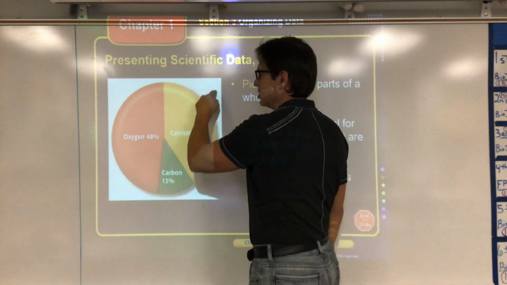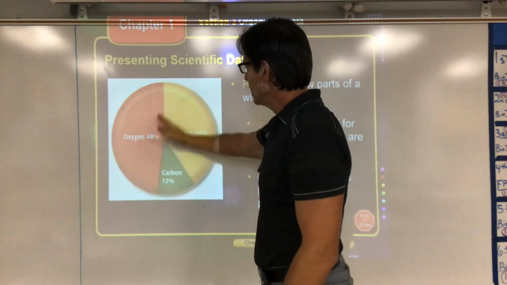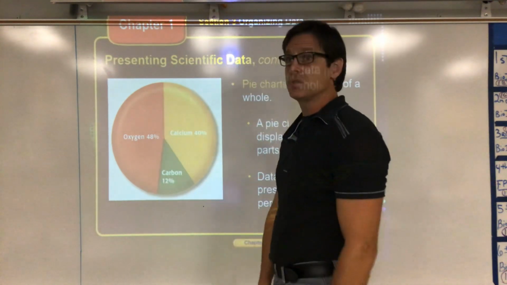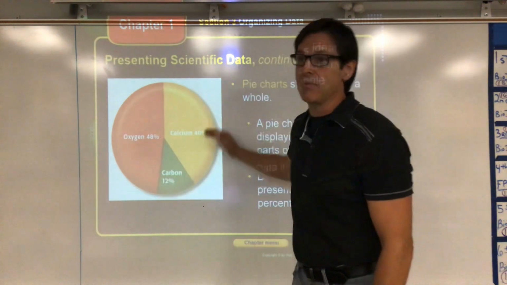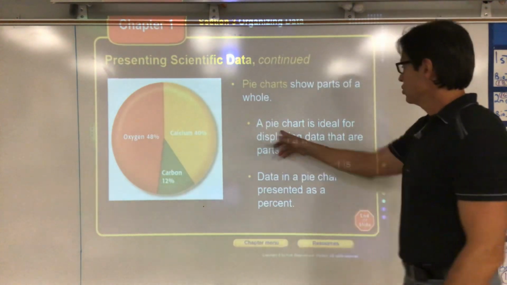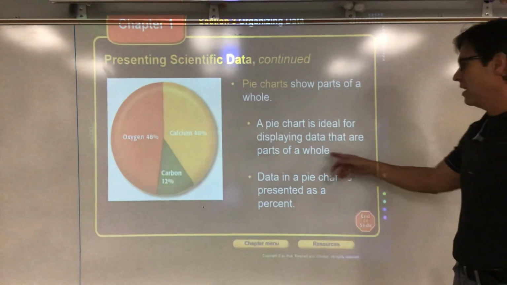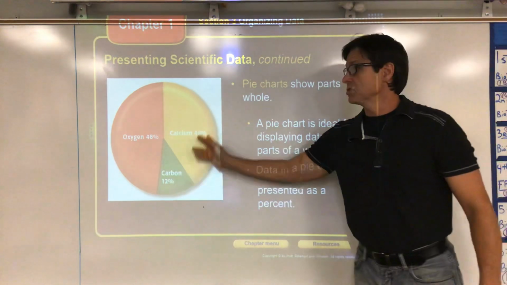You could say, all right, I spend this much on gas, this much on food, this much on entertainment, and so on, and you get an idea of where all your money goes, and then you have X amount left over, and that helps you budget. A pie graph is really good for that if you want to see where everything is going. So a pie chart is ideal for displaying data that are parts of a whole. Data in a pie chart is presented as percentages, okay?